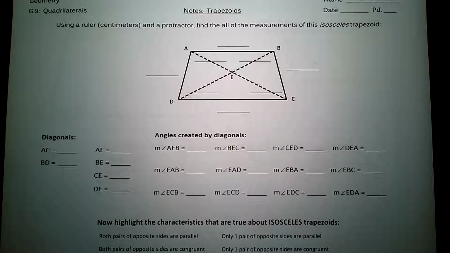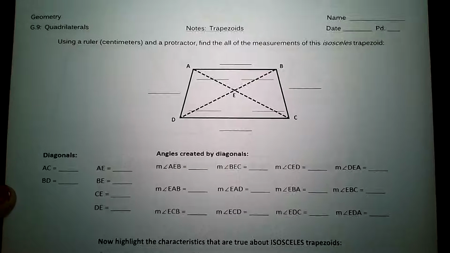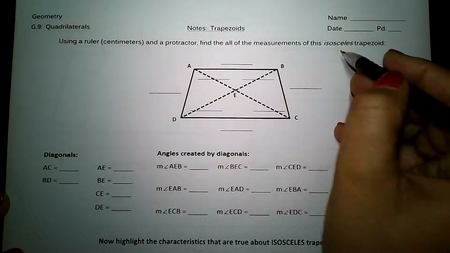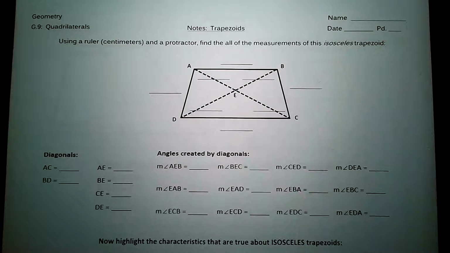Denton, and in this video we're going to be learning about a trapezoid, specifically an isosceles trapezoid. Okay, so this is our first quadrilateral in the series that is not a parallelogram. Let's go back and look at a parallelogram real quick.